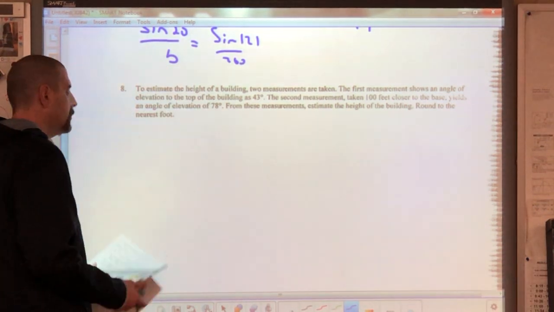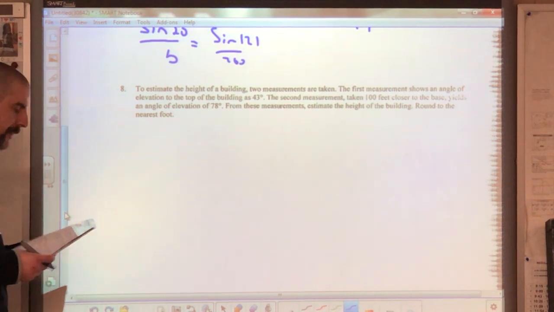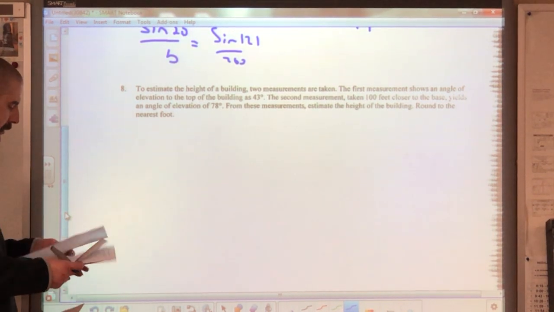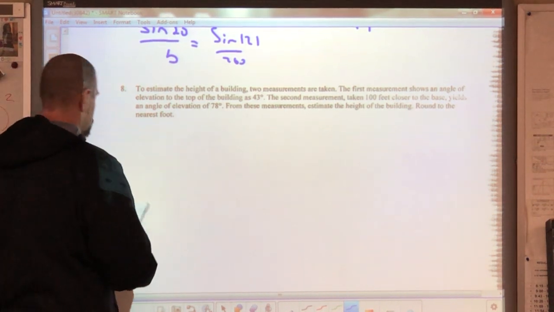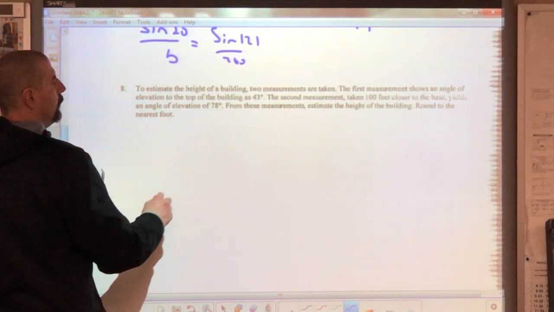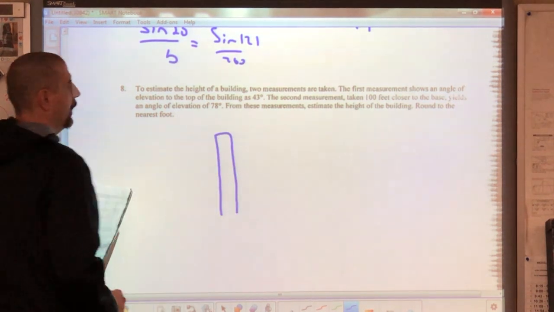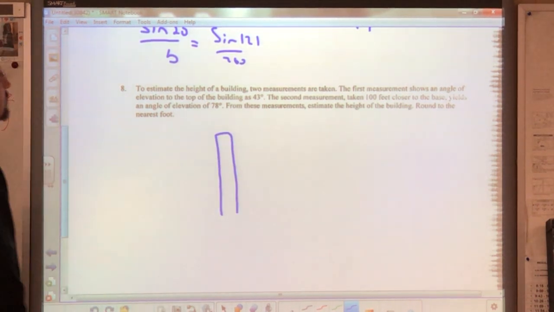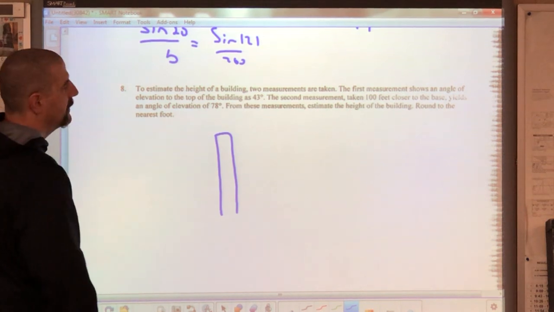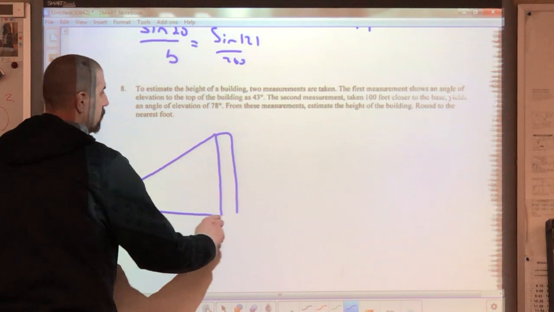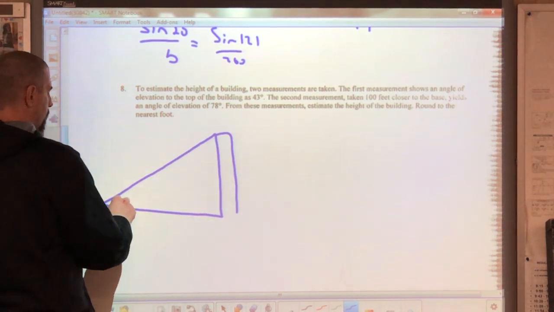All right, so first and foremost, draw a picture. That's my advice. So in this picture, you're going to have a weird picture with two triangles, okay? So first of all, we have a building. The first measurement shows the angle of elevation is 43. The second is taken 100 feet closer. So this one is the farther of the two. That's going to be 43.